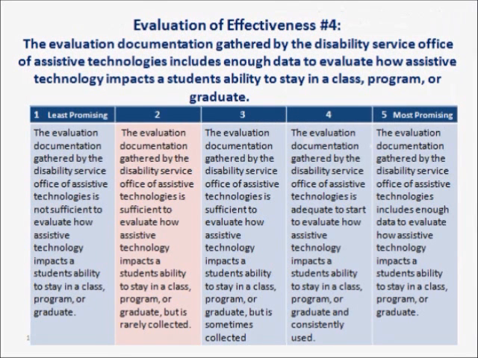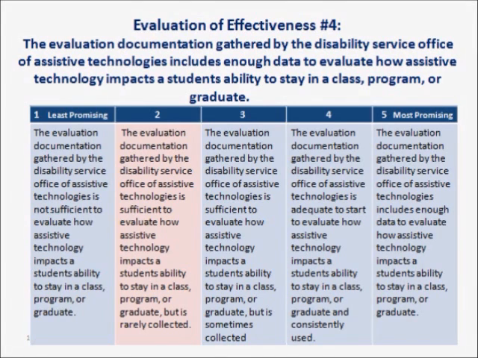The third evaluation of effectiveness indicator that the team addressed was indicator number 4, and it talks about the kind of documentation gathered by the Disability Service Office about assistive technology use and whether or not that data is sufficient to evaluate how assistive technology impacts a student's ability to stay in a class or program or graduate. The team had rated itself a 2 in this area.